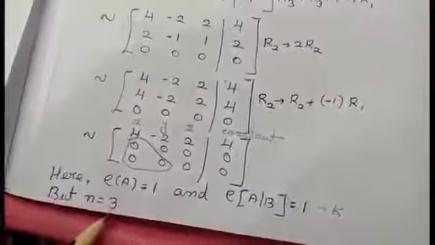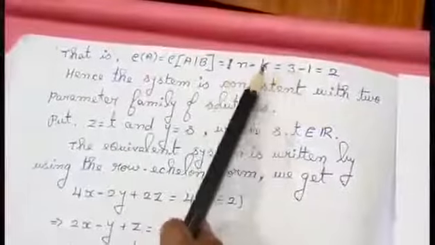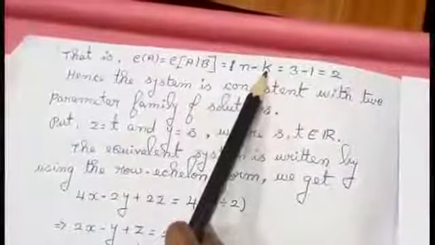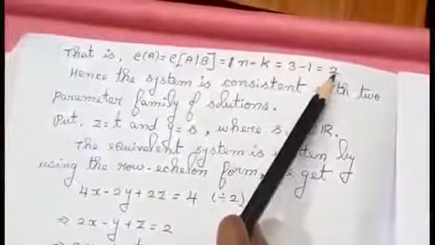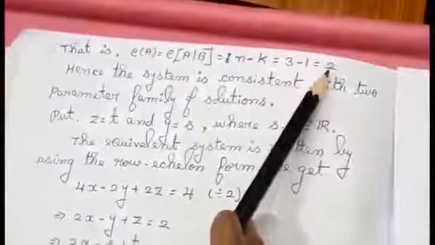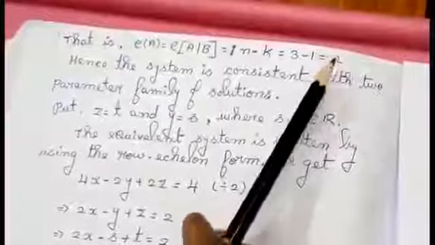Rank of A and rank of AB are equal. That is, the value is 1. But n equals 3. The number of unknowns is 3. That is, rank of A equals rank of AB, and the number of free parameters is n minus k. N is 3 and k is the rank of A and rank of AB, that is 1. 3 minus 1 equals 2. That is, for 2 variables I am going to replace the constant with another alphabet. Hence the system is consistent with a 2 parameter family of solutions.